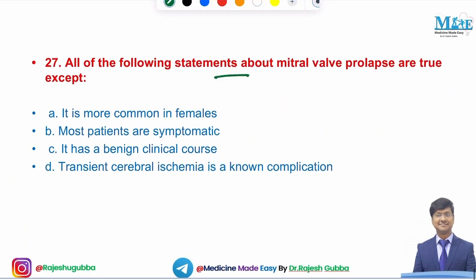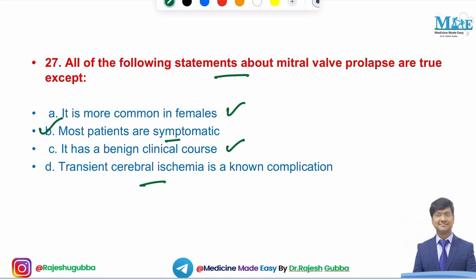All of the following statements about the mitral valve prolapse are true except: it occurs more commonly in females; most patients are symptomatic; it's a benign clinical course; transient cerebral ischemia is a known complication. So the first is a true statement because it is more commonly seen in females rather than males. And it has a benign course, right? And transient cerebral ischemia can occur. Why is that? That is because of the rupture of the endothelium or endothelial dysfunction, where there can be formation of the vegetations, and that can shower the emboli into the cerebral circulation, causing TIA.